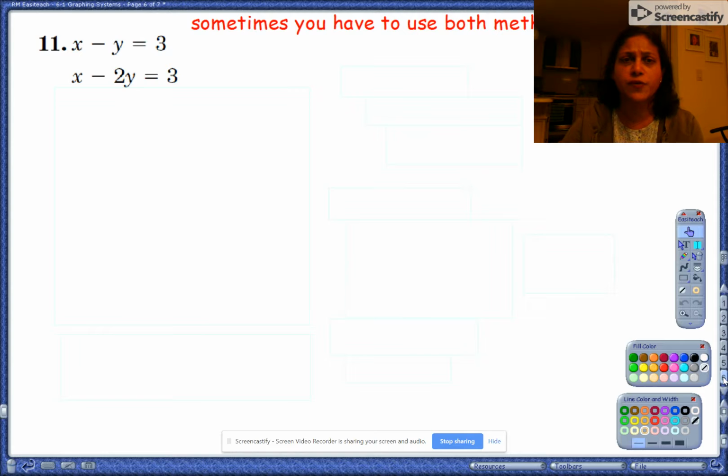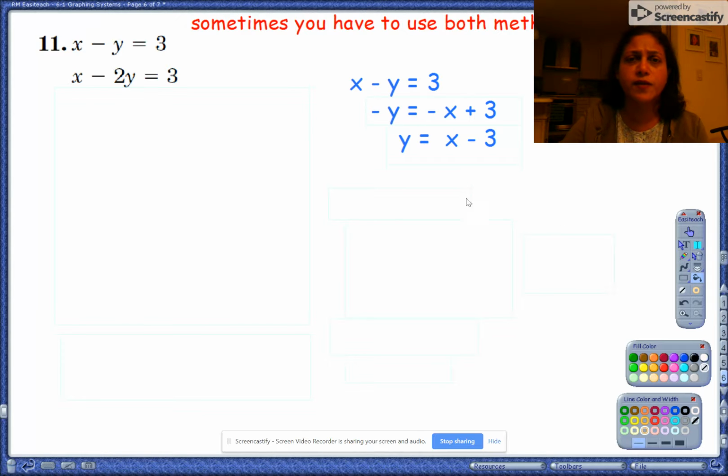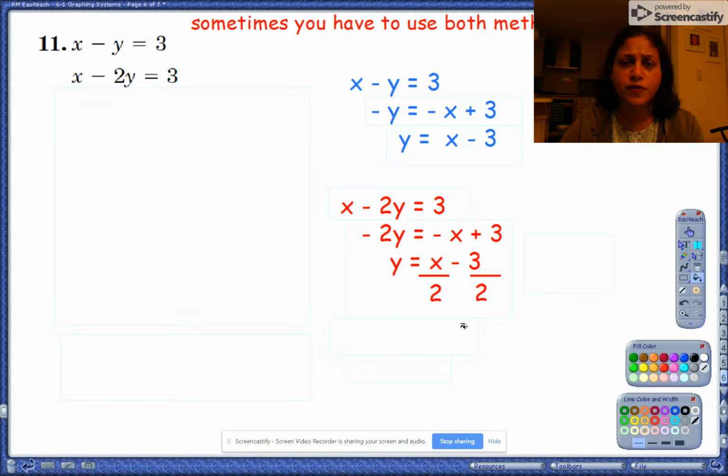Sometimes you have to use both methods. This is number 1 and number 11 in your worksheet. So let's look at the first equation and isolate the y. It turns out y is equal to x minus 3. And this you can easily graph with negative 3 as the y-intercept and the slope being positive 1. But the second equation, when you try to isolate the y, you get a fraction. You cannot graph the y-intercept as negative 3 over 2 because it's a fraction.